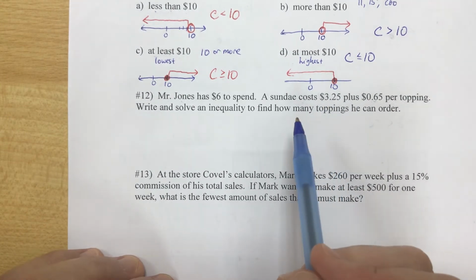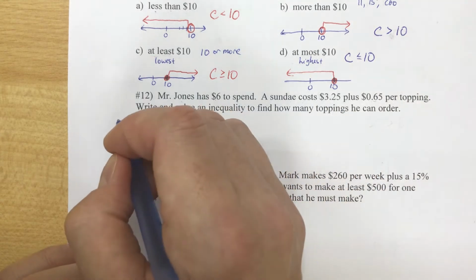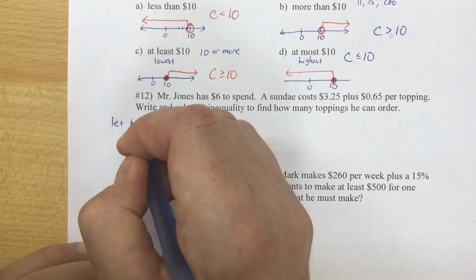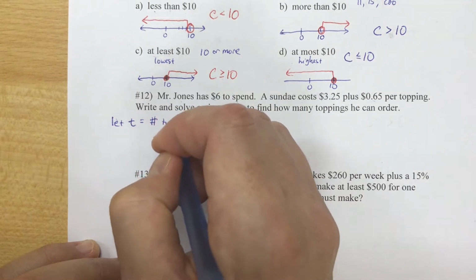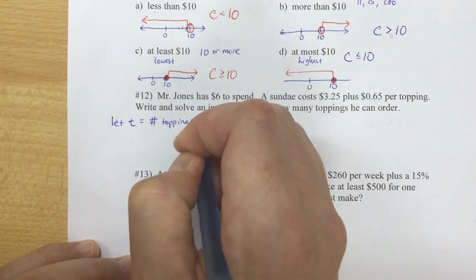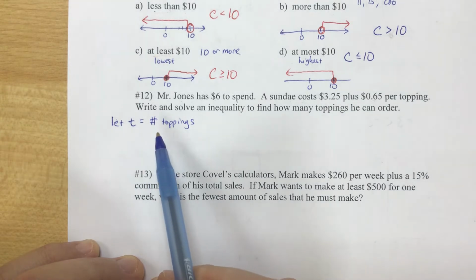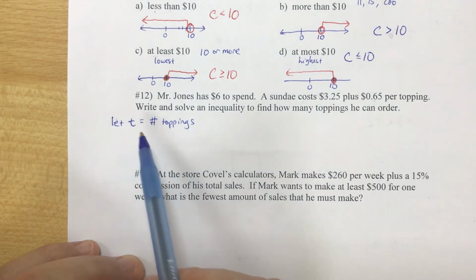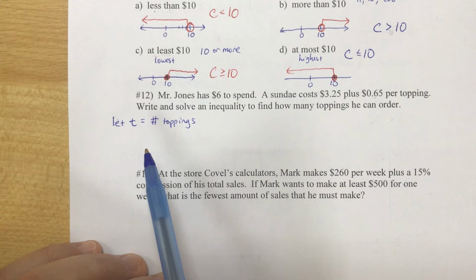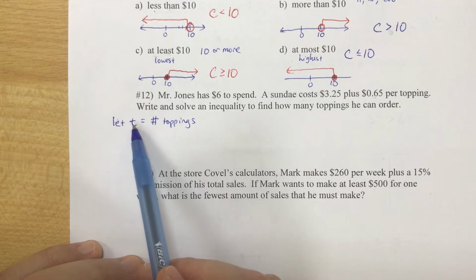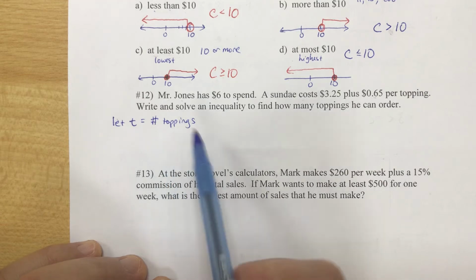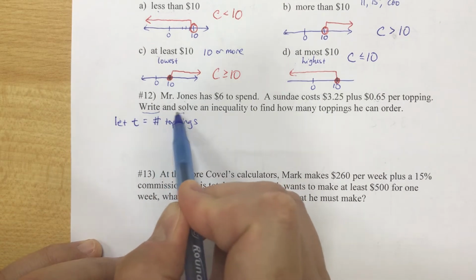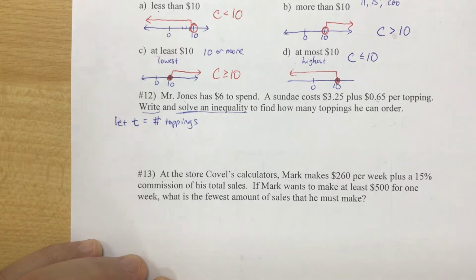All right, now the first thing I'm going to do here is I'll use T to equal the number of toppings. This is called defining my variable. We did this with word problems when we were looking at that back in chapter 2. So we're going to say that T, we pick a variable to represent the number of toppings, which is what we want. Write and solve an inequality to find how many toppings he can order.